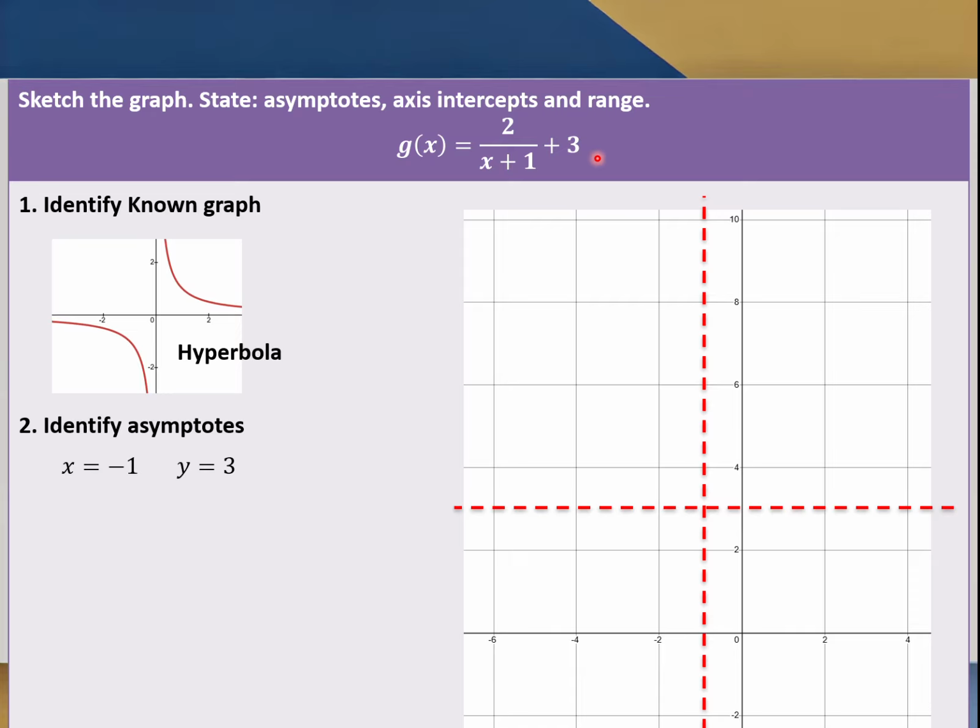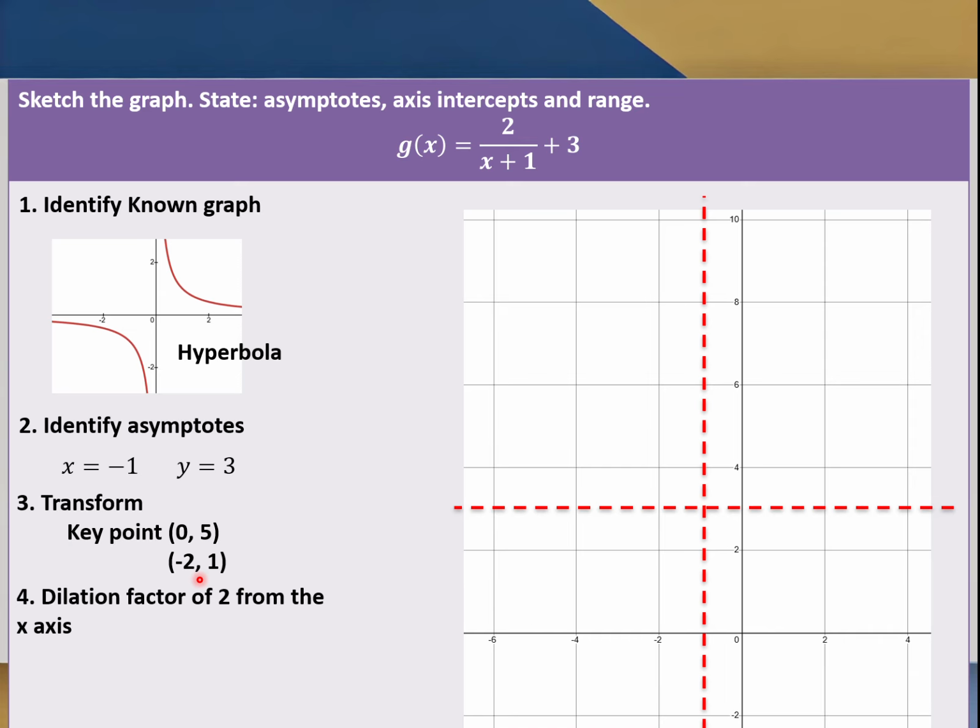Just to find some key points before I do anything, I'm going to substitute 0 into my function, and that will give me the key point (0, 5). The next one will be substituting -2, and that will give me a key point of (-2, 1). I want to look at the dilation factor. The dilation factor of 2 is from the x-axis, and that is this 2 here. All that is saying is we're pushing up, so whatever our y value was, we're timesing by 2.